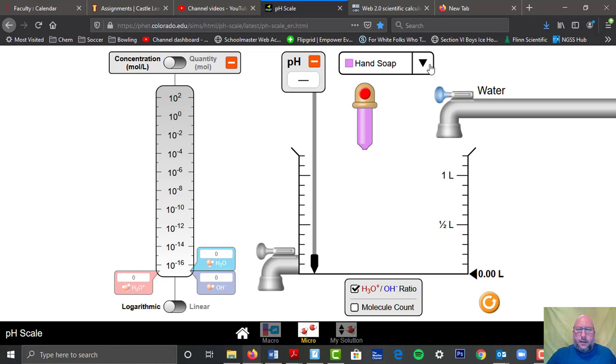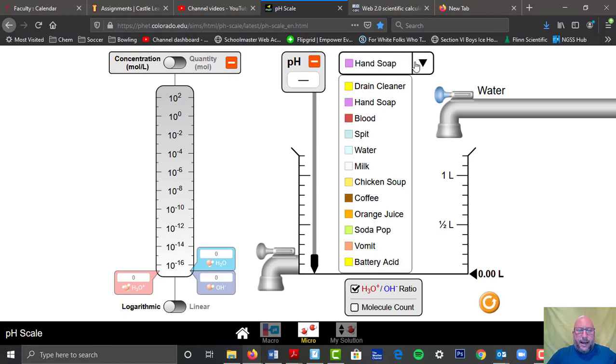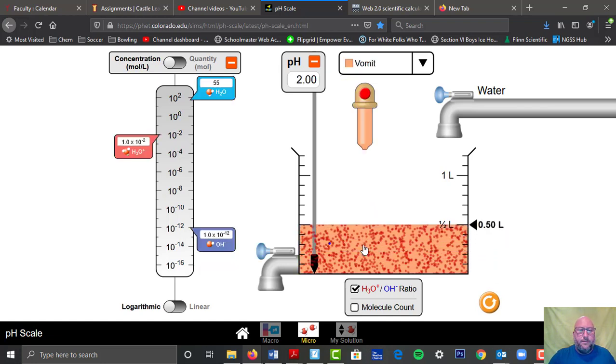All right, so let's say we were to add to our container vomit. Now think about what happens when you throw up. You get that burning sensation in your throat. The reason for that burning sensation in your throat is because it's an acid. Look at the pH, it's a 2. And look at all the red dots that are in here, but yet look at the one blue dot. So there is some blue dot in there.